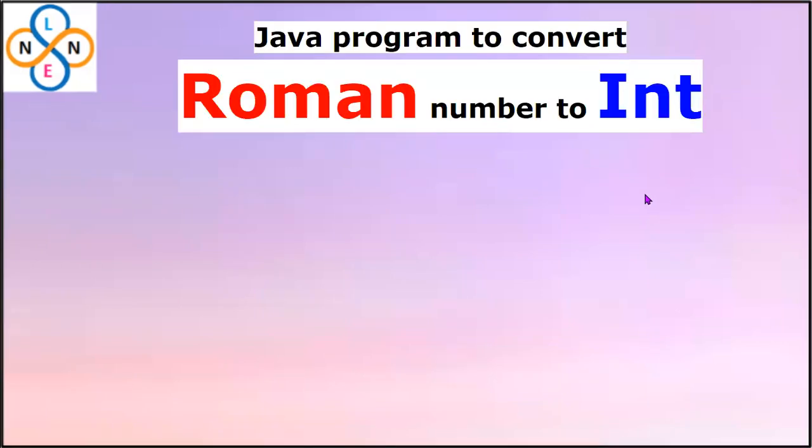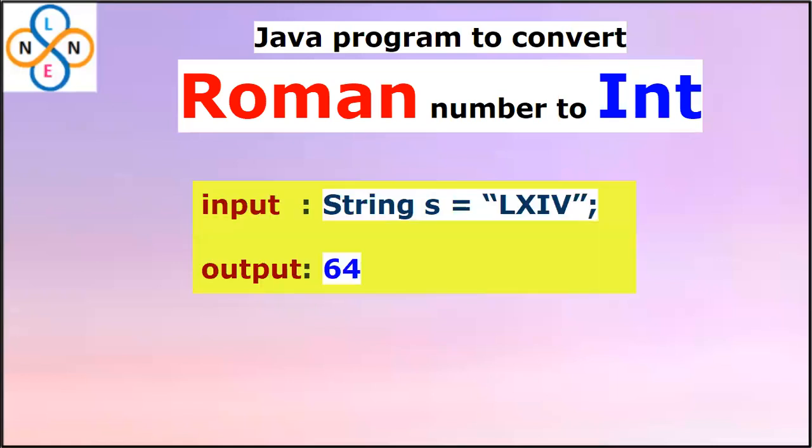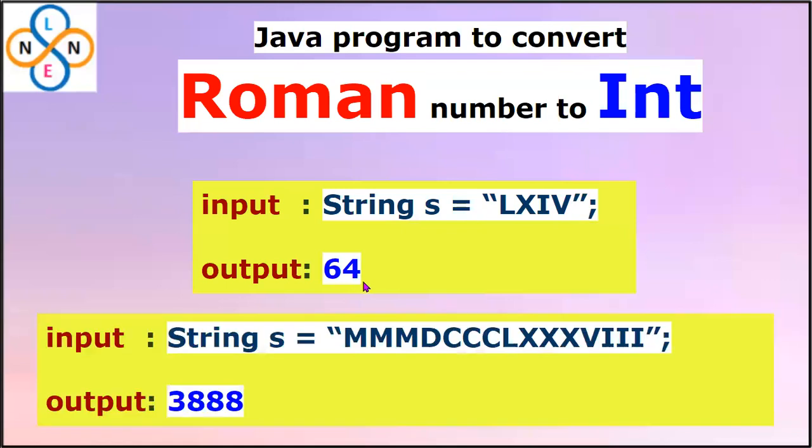In this video, we are going to discuss a Java program to convert a Roman number to integer. Means, if the input is given in the form of a string like LXIV, then the expected output is 64. The given input is in Roman format and the output is in integer format. Similarly, if the input is MMMDCCCLXXXVIII, then the output is 3888. Pause the video to write your own logic.